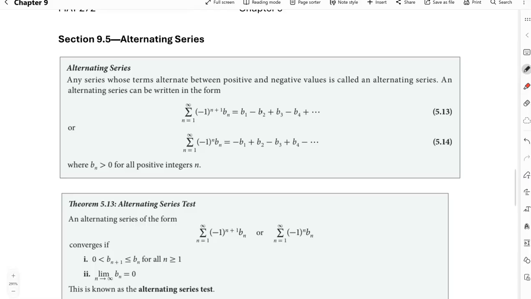So when I say alternating series, I want you to think about a series that is going to bounce back and forth between positive numbers and negative numbers. And there's lots of different ways that we could write this.